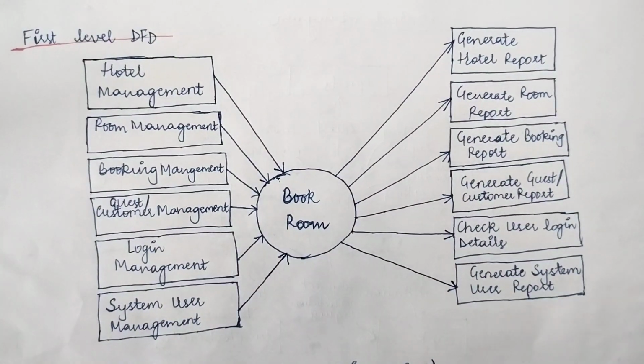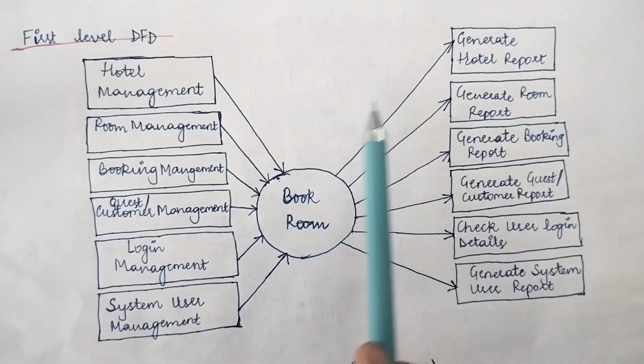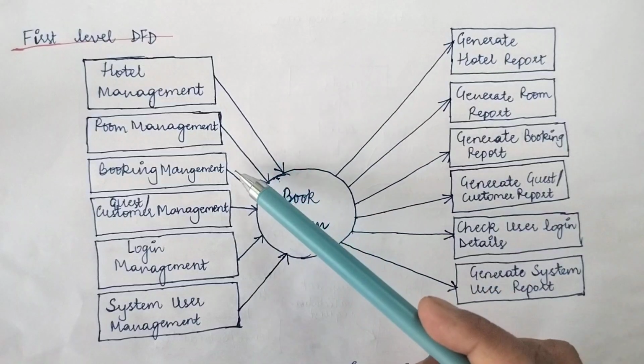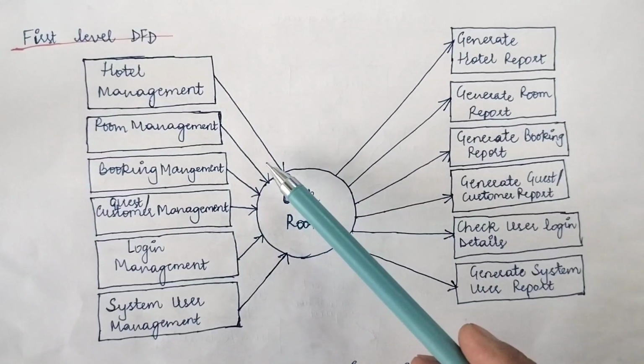As you saw in the context diagram for the hotel room reservation system, we were just looking at the overall system overview, a general view of how the rooms in a hotel will be booked without going into the details. But in the first level DFD, the context diagram is further studied in detail. So again you have the book room system, and going into the details, the input is the hotel management. It is the hotel management system that is responsible for booking the room.